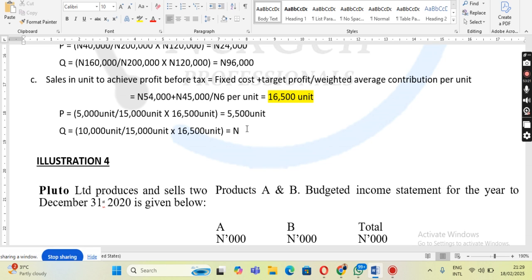You say 11,000 units. 11,000 units. All right.